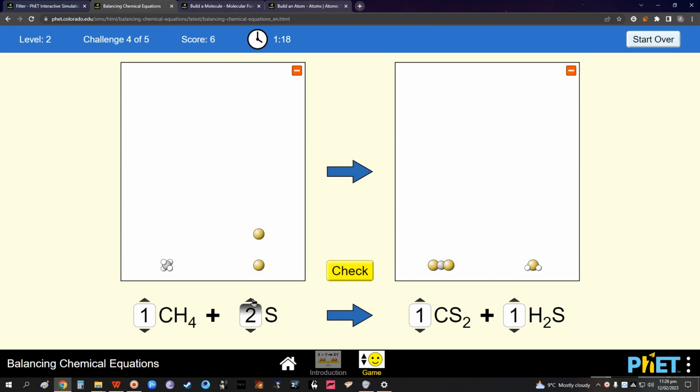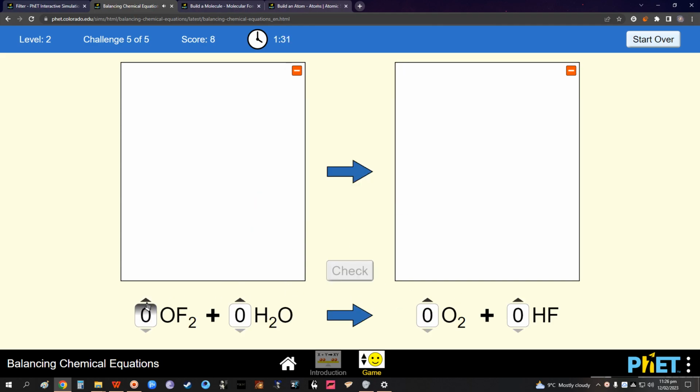Next, CH4, S, CS, H2S. Oh, we need to have 3 of these sulfur molecules, right? Okay, 4 hydrogens, 1 carbon, 4 of these, done. So yeah, there you go. HF, we need to have 2 HF, 2 hydrogen, 2.